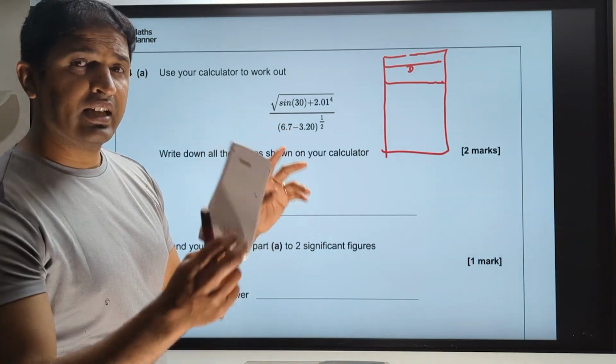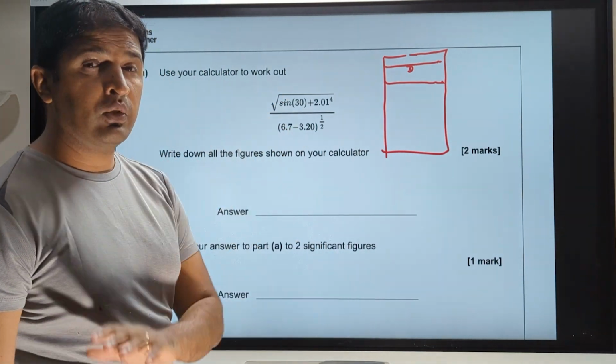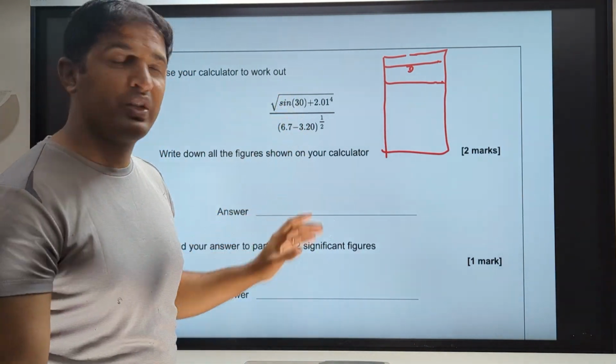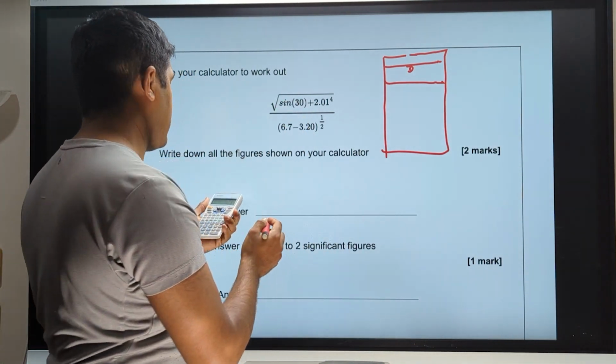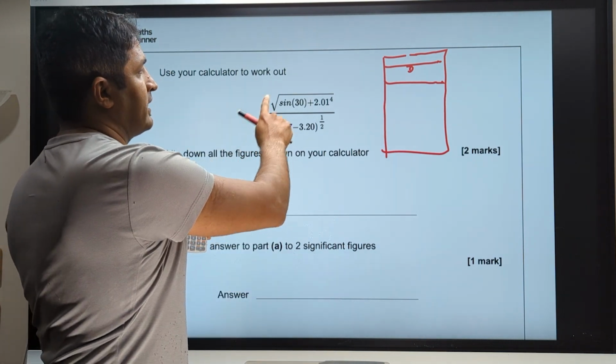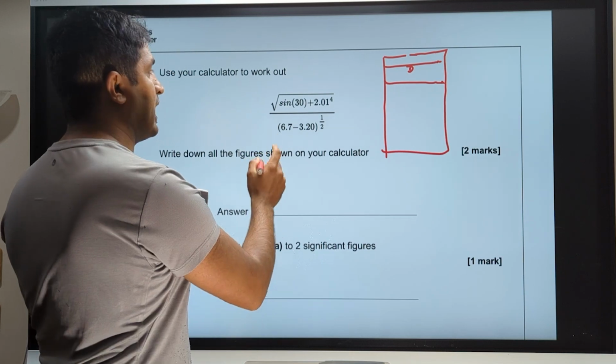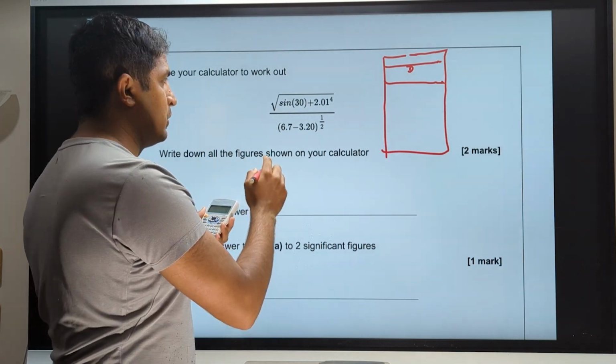So don't worry, it's a calculator paper, so whatever you expected to know is gone in the last paper. You should be able to answer that question using the calculator, okay. So we put that in the brackets again. Make sure you use the brackets. So first thing I would do in my calculator, I would put the square root sign, okay.